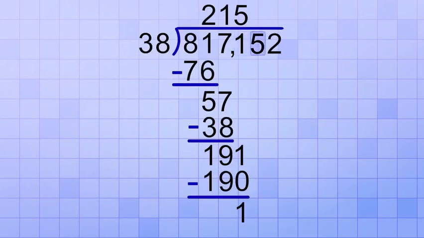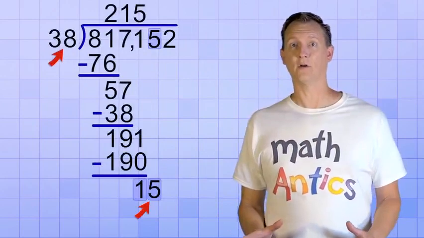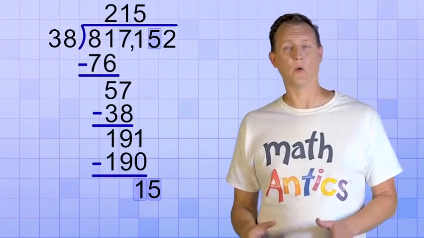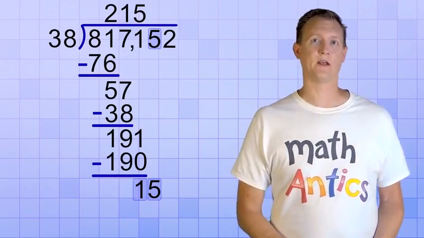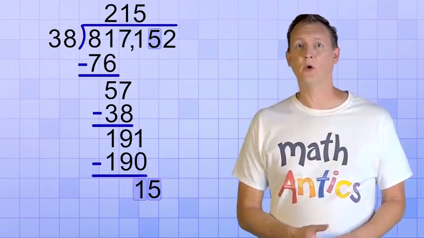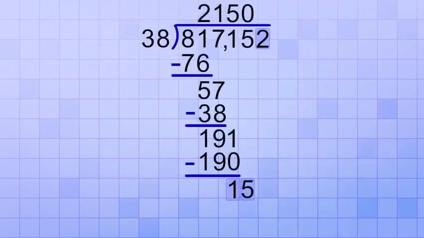Moving on, we bring down a copy of our next digit and ask, how many 38s will it take to make 15? Uh-oh, 15 isn't big enough to be divided by 38. But don't worry, we already know what to do when this happens. Whenever we're trying to divide a bigger number into a smaller number, we just put a 0 in the answer line and move on to the next digit. We bring down a copy of the 2 and combine it with our remainder of 15.